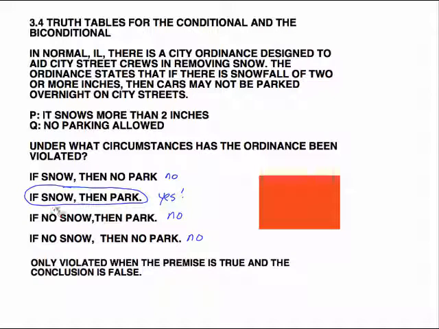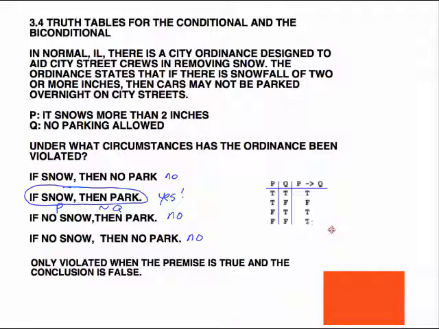So if it snows is my P, then people were not allowed to park. If they parked, that is not Q. That's what gives me this truth table for the conditional. Notice, the only time the conditional is false is if the premise is true and the conclusion is false. That was our scenario right here. It snowed and people parked even though they weren't allowed to. That was a violation, and that's when we get a false in the conditional truth table.